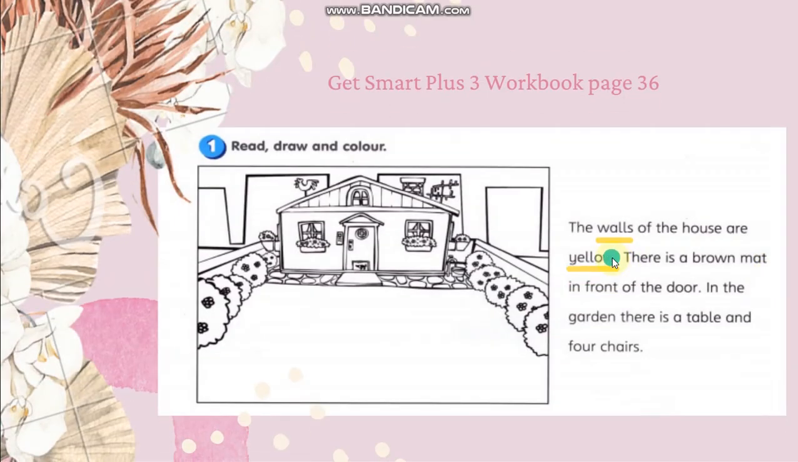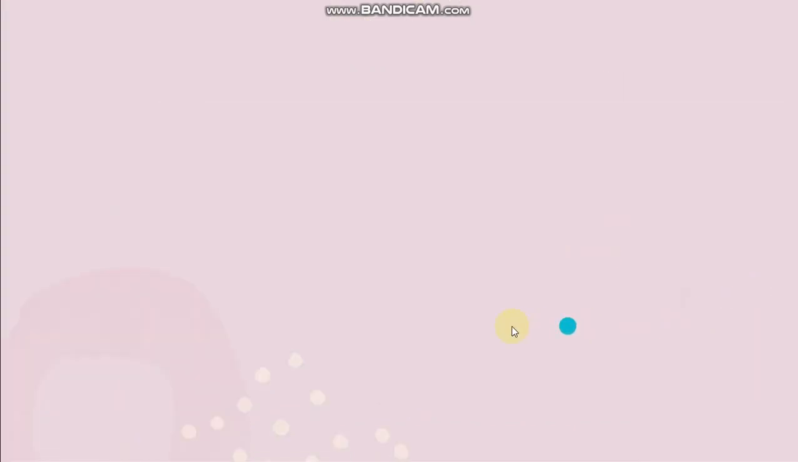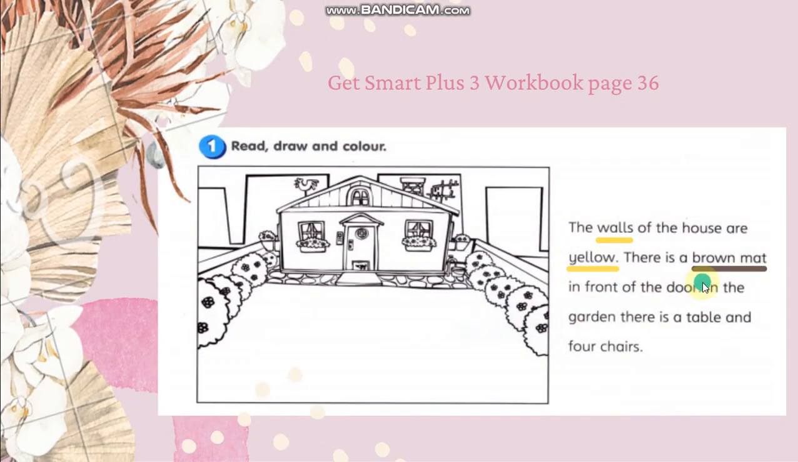So let's look. The walls of the house are yellow. So what is wall? We have learned in the previous vocabulary. So walls is dinding. You have to color it yellow. So walls are yellow. Okay, right, next. There is a brown mat. So there is a brown mat in front of the door. Di hadapan pintu, brown mat. So you have to color the mat brown.